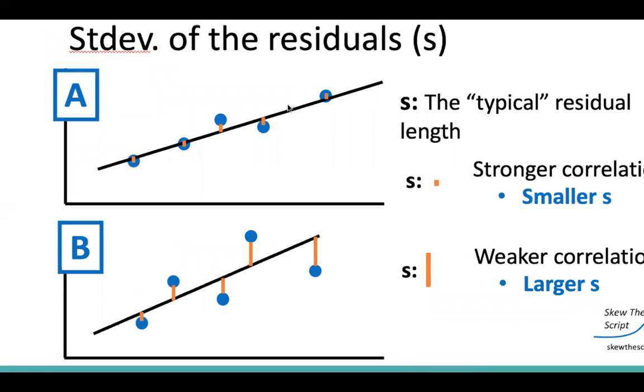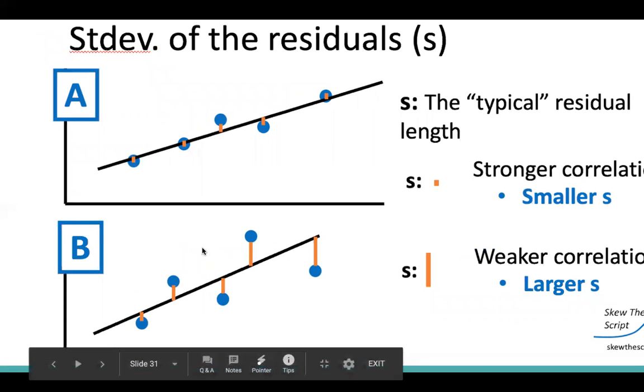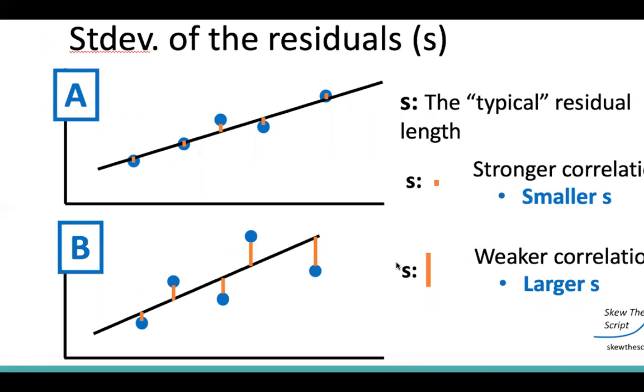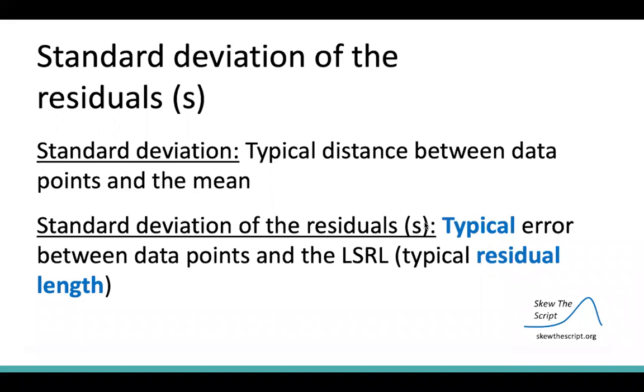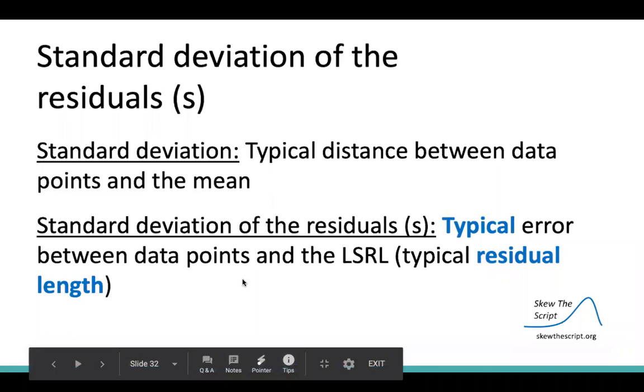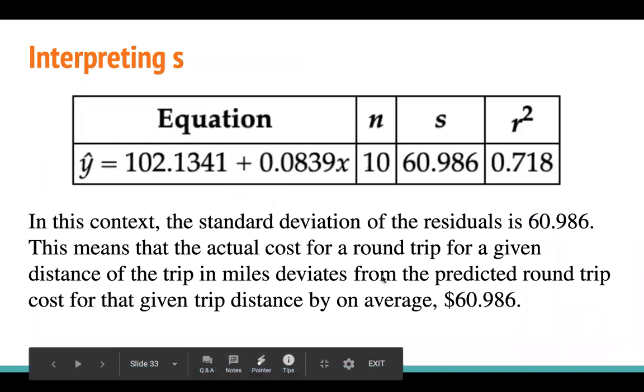The standard deviation of the residuals is just the typical error. If I have small residuals, I get a small s, which is a stronger correlation and less error, right? Larger residuals, I get a weaker correlation, larger s. Standard deviation is a typical distance between data points and the mean, and standard deviation of the residuals is the typical error between data points and the least squares regression line, the typical residual length, that vertical distance.